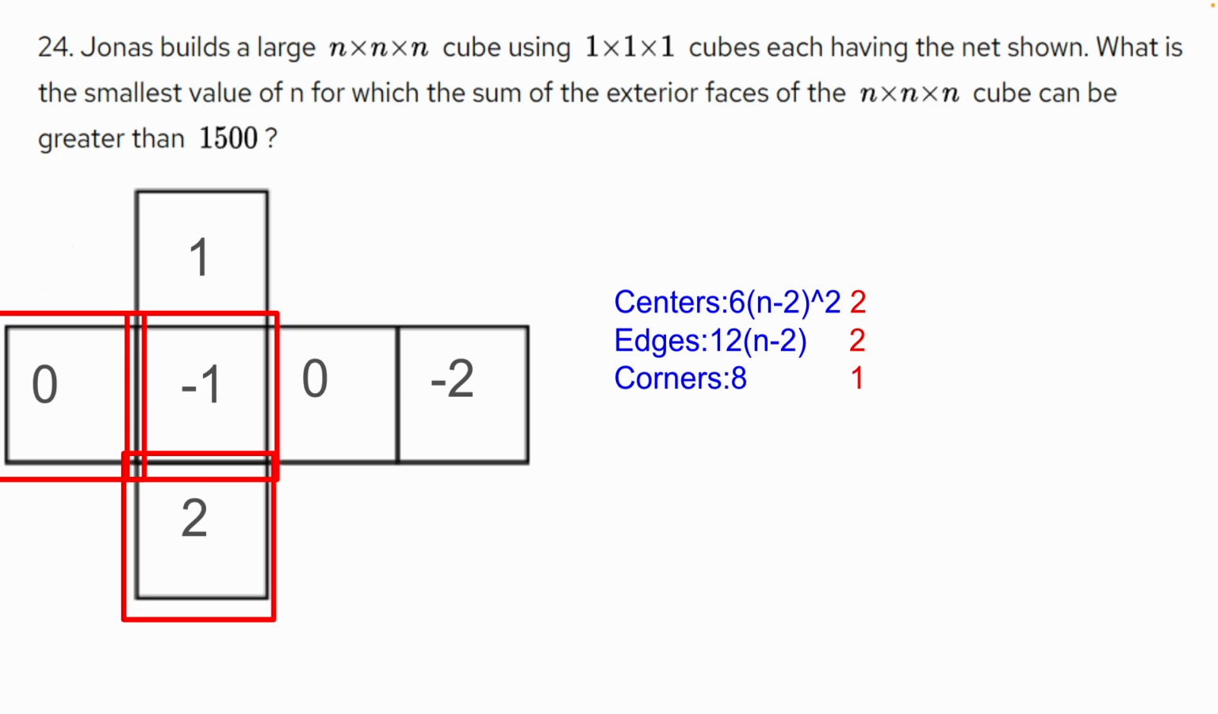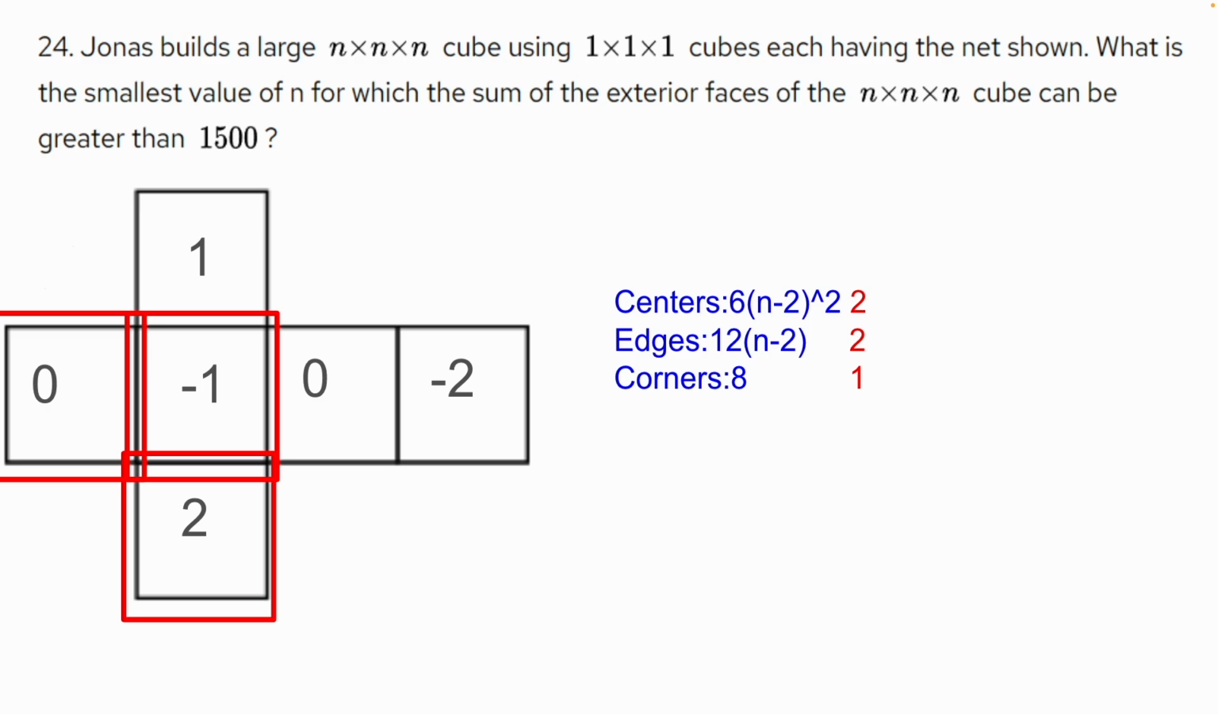So we need to find the smallest value of n that gives this a value of 1,500. So we can now write this whole thing as an inequality. So we have the number of corners times the amount each corner is worth, 8 times 1, and then plus the number of edges times the amount each edge is worth, 12 times (n minus 2) times 2, and then plus the number of centers and the amount that each center is worth, so 6 times (n minus 2) squared times 2.